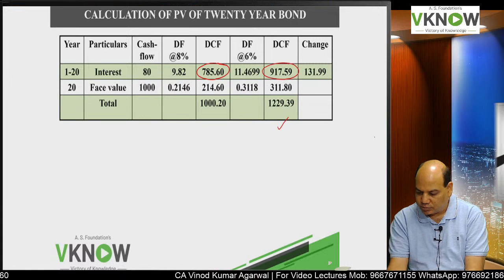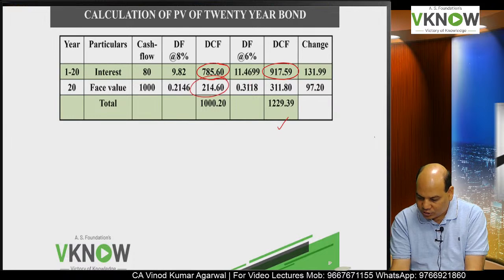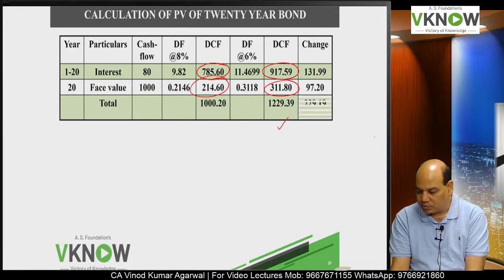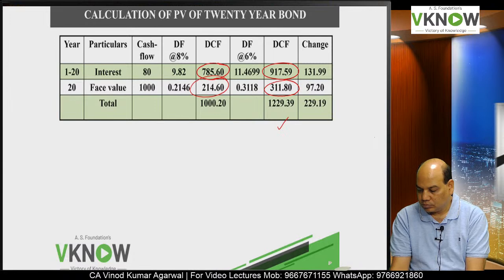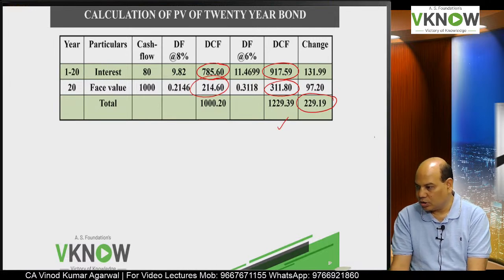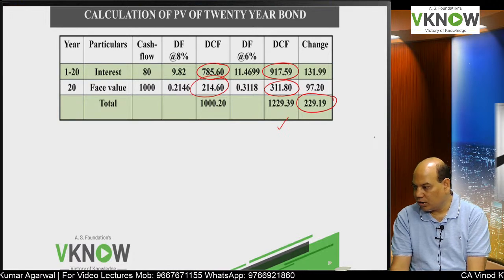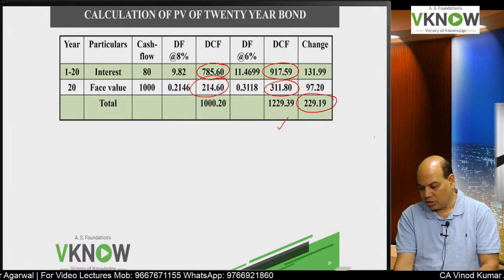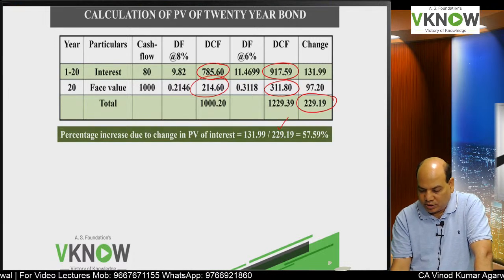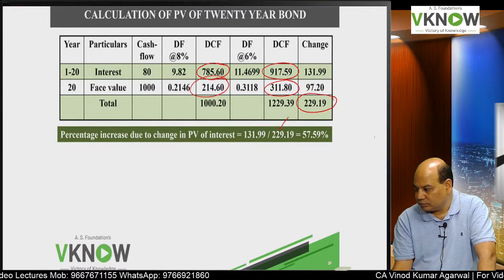This is the change. 131.99. Take the change in the principal portion. 97.20. Very good. And take the total. The total is 229.19. Total is very high, 229.19. Now calculate the percentage increase due to change in PV of interest.